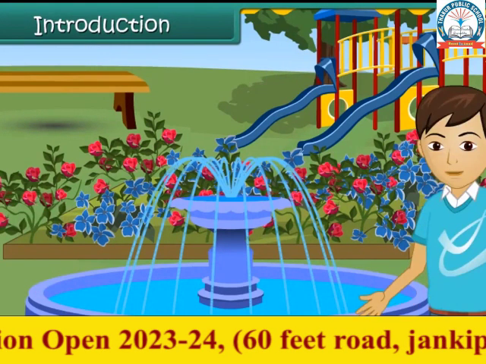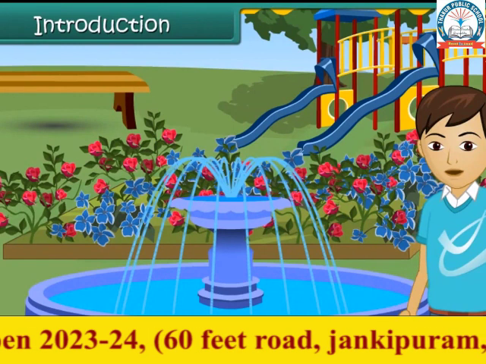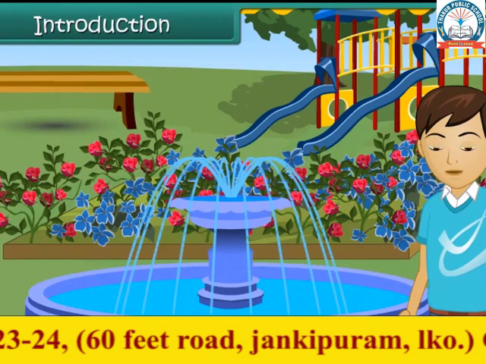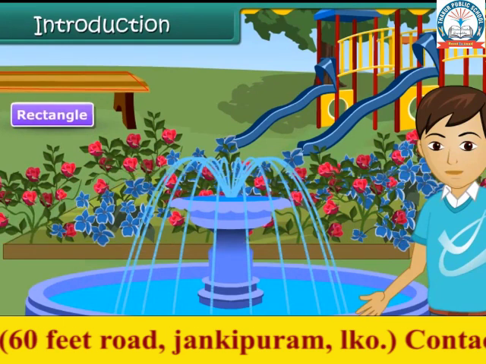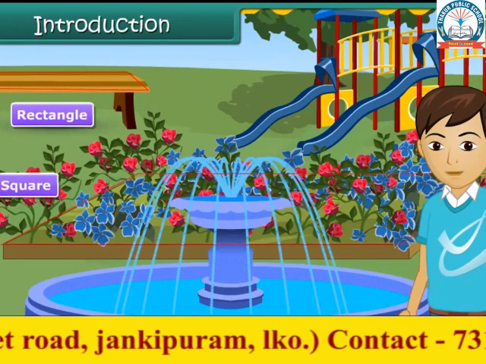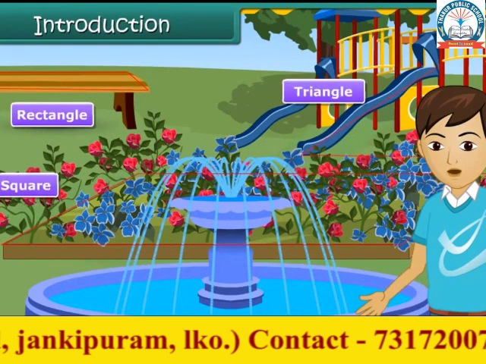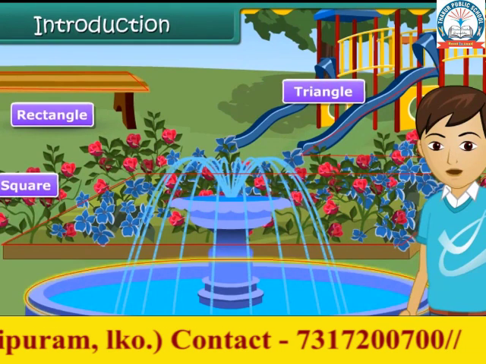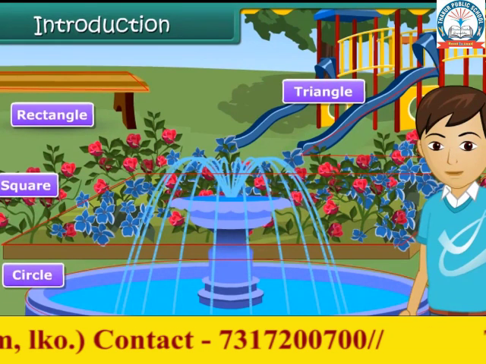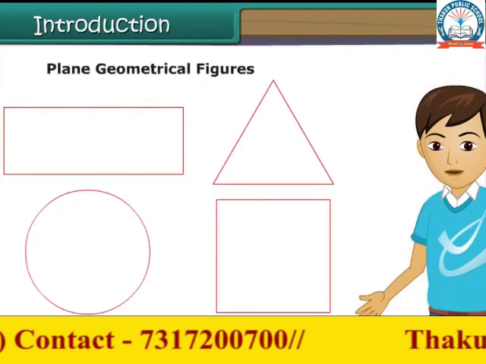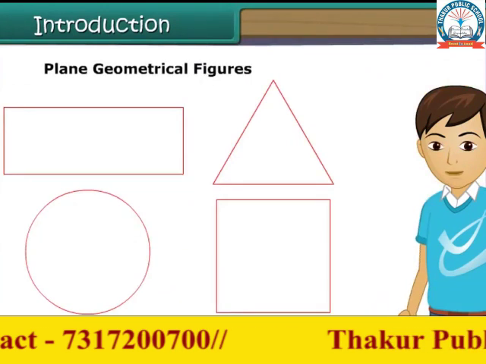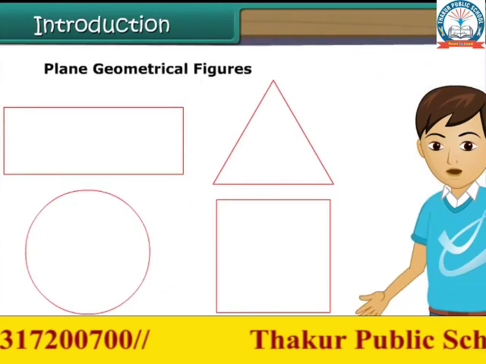Children, now analyze the shapes of different objects in this picture. The shape of the bench is a rectangle. The shape of the flower bed is a square. Slider's shape is a triangle. The shape of the fountain pond is a circle. These are called the plane geometrical figures. In this lesson, we will learn properties of different geometrical figures.